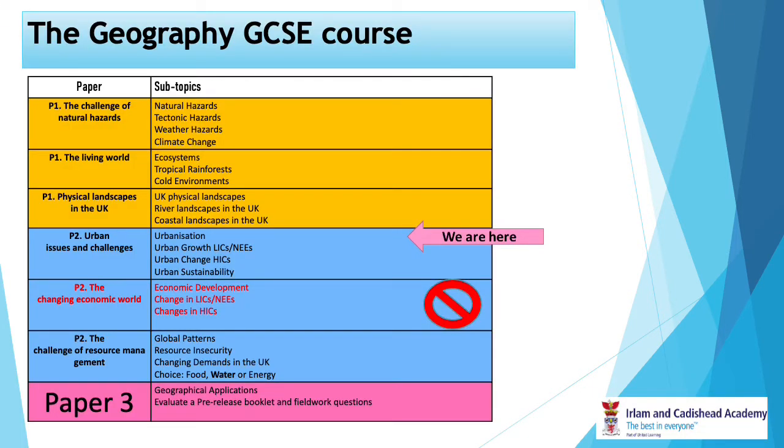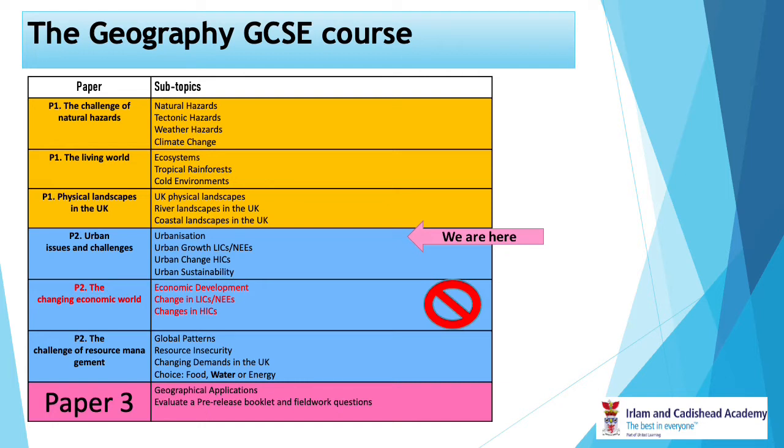Before we start, I thought I would just give you a brief outline of the geography GCSE course. In geography, there are 3 GCSE papers that will be taken in 2022. Paper 1 is all physical geography, so that is everything that's natural to do with the world, and we've done all of that in year 10. So we've done natural hazards, the living world and physical landscapes, and everything from that will appear on paper 1.